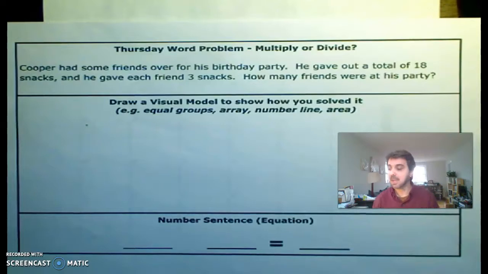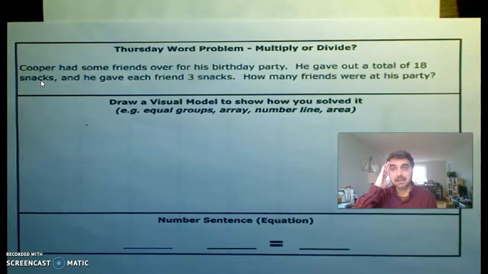Okay, here we go. It says Cooper had some friends over for his birthday party. He gave out a total of 18 snacks. All right, so there's a kid named Cooper. He's having a birthday party. He's got some friends. We don't know how many friends. It could be like 2 friends. It could be like 100 friends. Maybe he's really popular. We don't know. He gave out a total of 18 snacks.